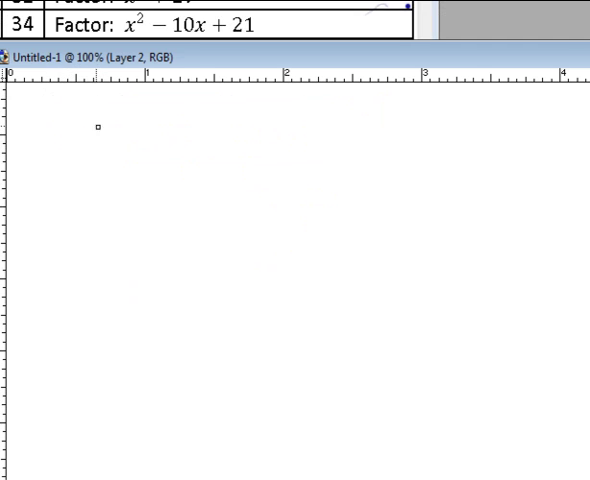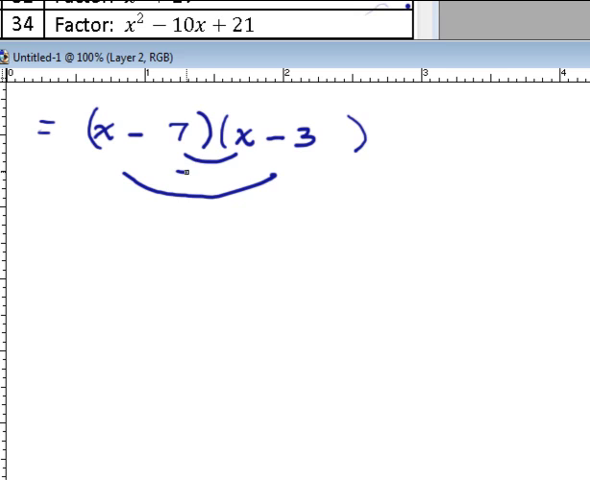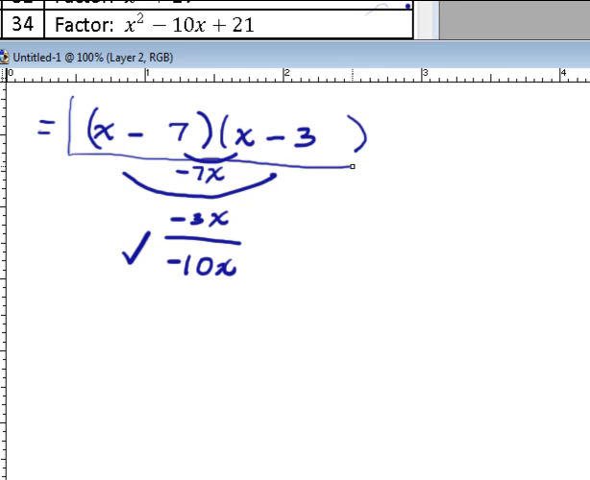All right, number 34 is another quadratic. And here we're going to put an x and an x. Again, notice that c is positive and the middle term is negative. That means the signs are the same and they must be both negative. And here we just put 2 things that multiply to 21. Let's try 7 times 3. And for the middle term, check that. We have minus 7x, minus 3x, which is minus 10x, which is correct. That's the correct middle term. So this is our factorization.